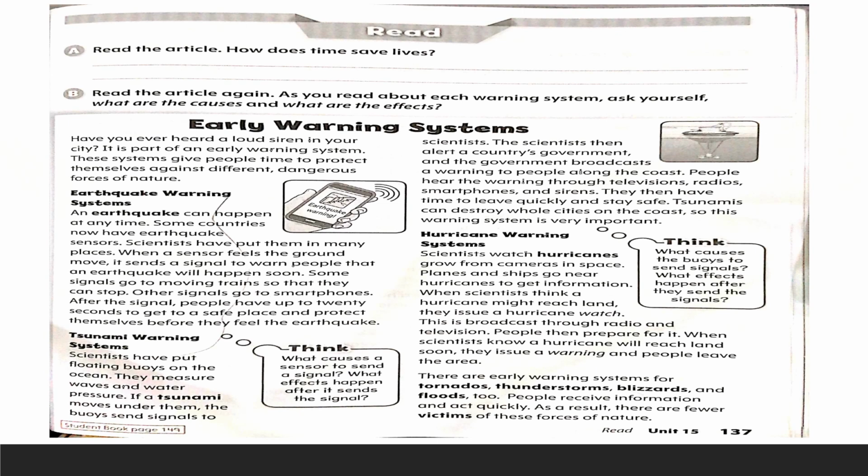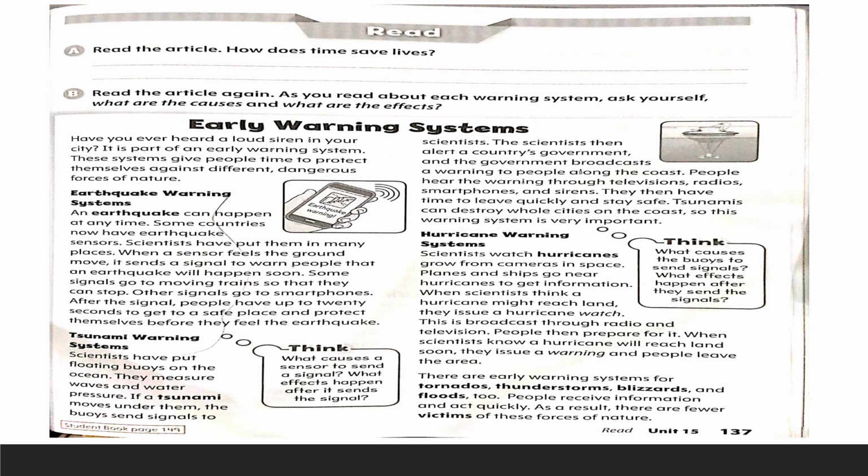So students, the earthquake warning system has sensors that feel the ground moving and it sends a signal to let people know that an earthquake is about to happen. So people can leave the building and they can go outdoors, but only in 20 seconds.